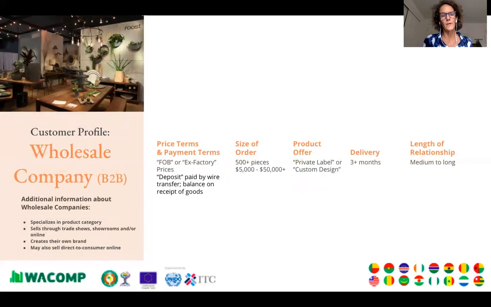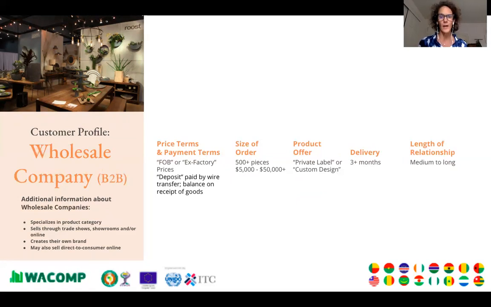The fourth profile of company is a wholesale company. This might be a brand or a distributor. Wholesale companies generally specialize in one product category: home or fashion or gift. They sell through trade shows, showrooms, sales reps, and online. The better wholesale companies create their own brand, and some also distribute other people's brands. They may have a direct-to-consumer brand channel, but most of them really focus on wholesale. So they are a wholesaler. They sell to other stores.